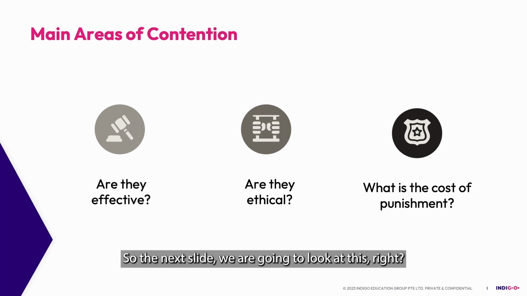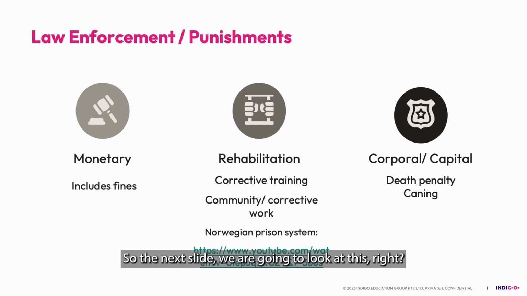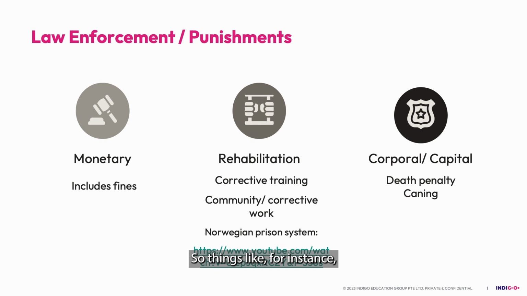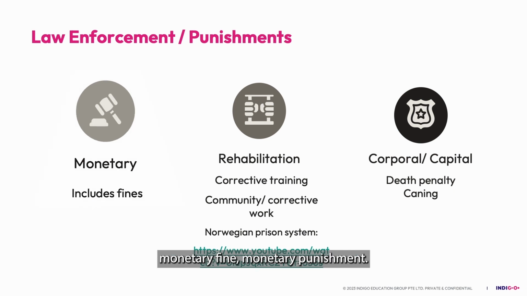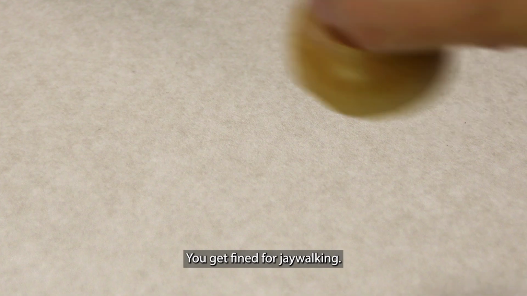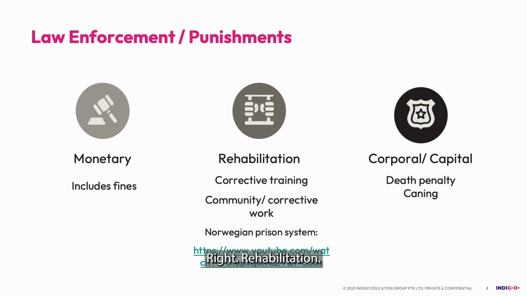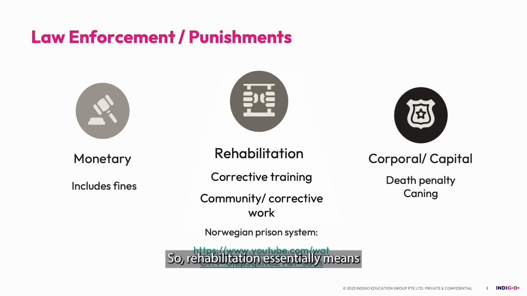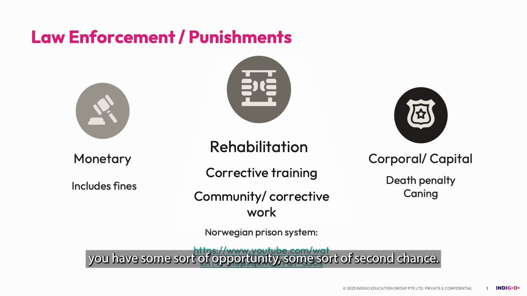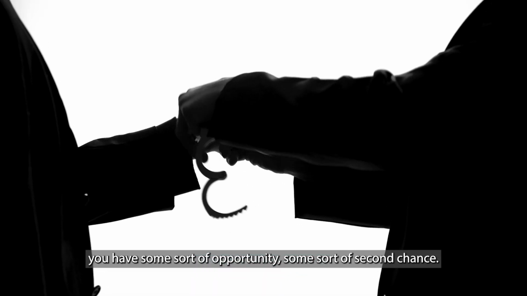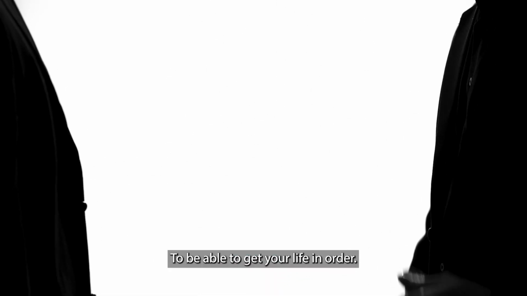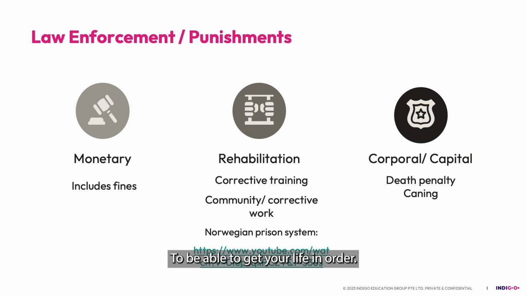Okay, so the next slide, we're going to look at the kinds of punishments that occur. So things like, for instance, monetary punishment. That's the most straightforward. You get fined for jaywalking, right? Rehabilitation. So rehabilitation essentially means you have some sort of opportunity, some sort of second chance, to be able to get your life in order.